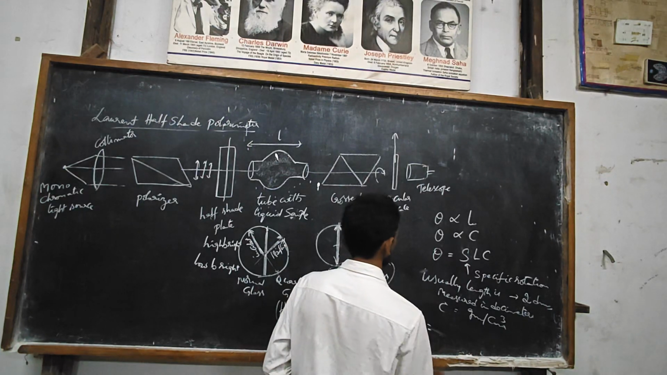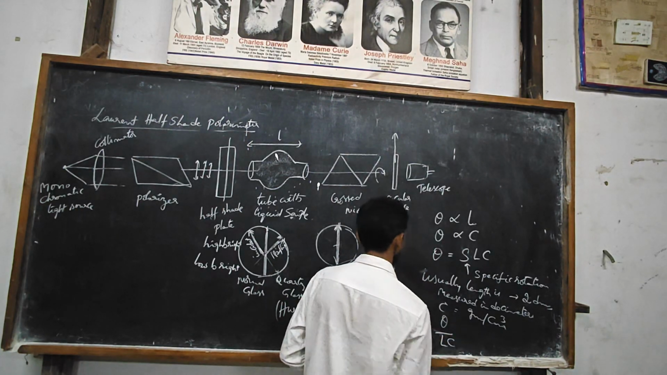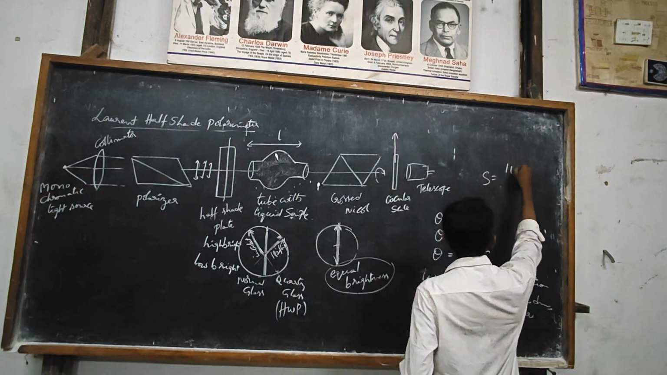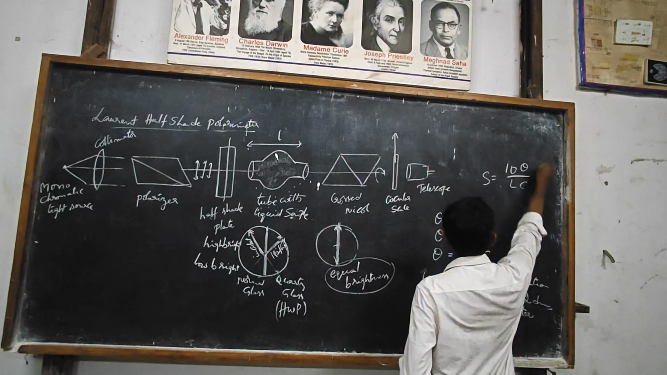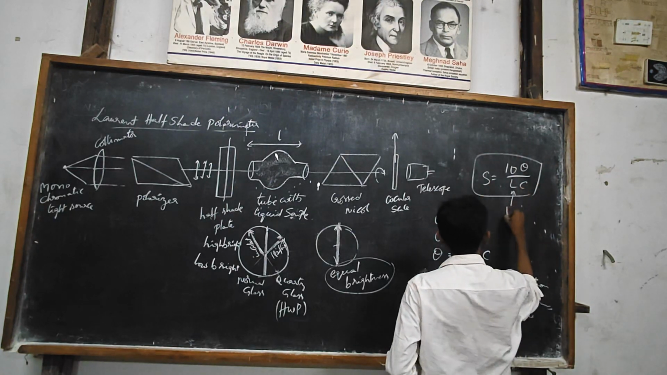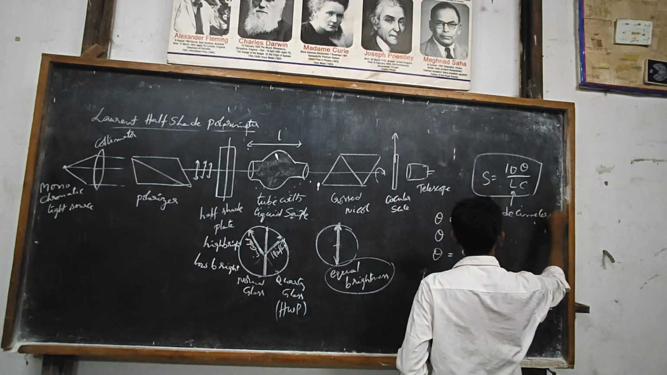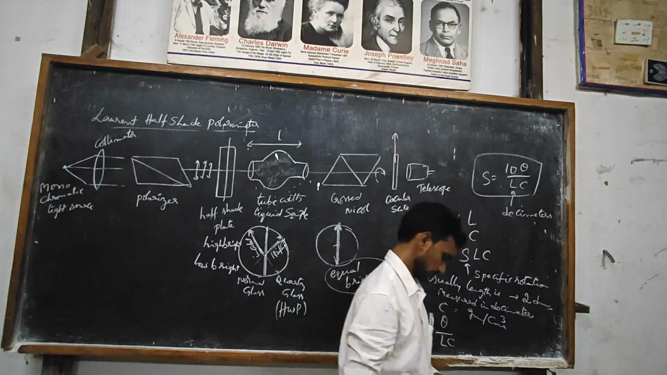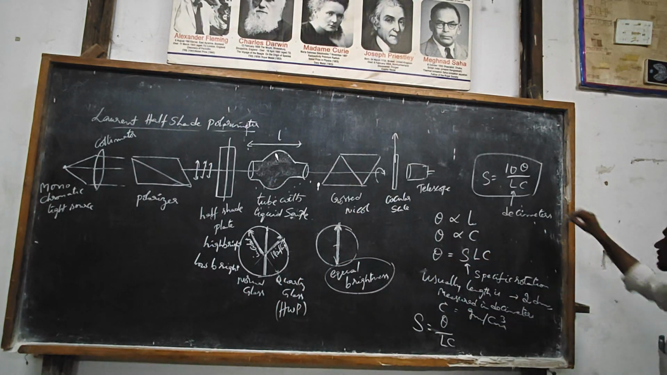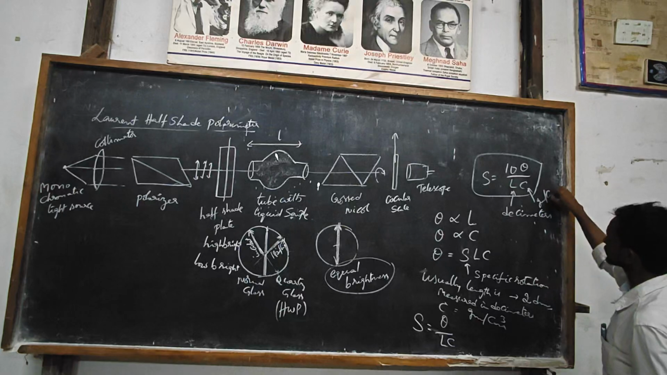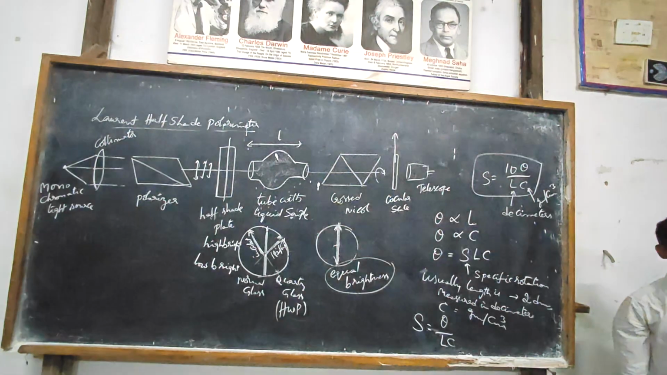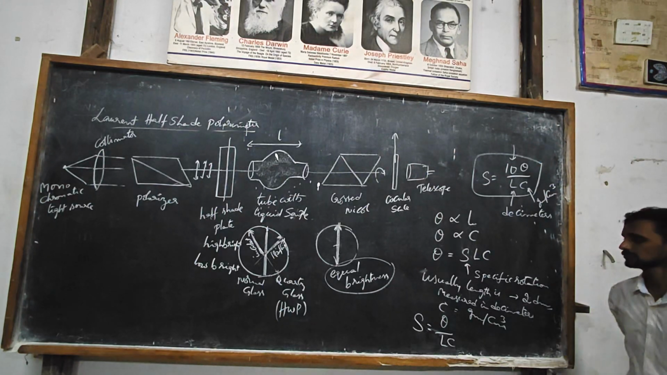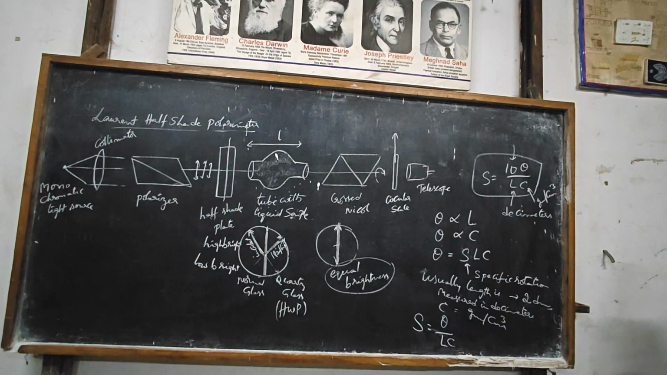S is equal to theta by LC. So the ultimate formula is S is equal to 10 theta by LC, where L is measured in decimeters, and C is measured in grams per centimeter. So this 10 is introduced to balance that factor of decimeters.